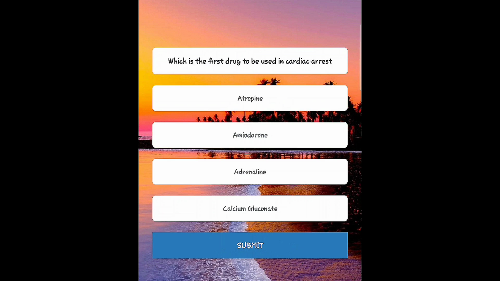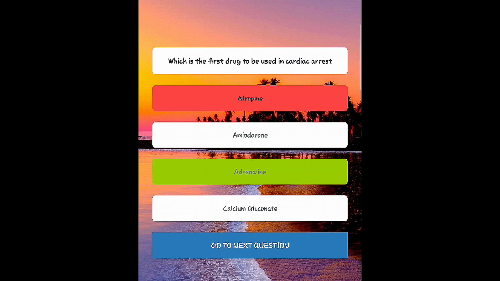Atropine or, I'm not too sure about this, so if you know it, leave it in the comment section, but I will just choose atropine this time. Adrenaline. Cardiac arrest. Okay, we don't use this in Nigeria, but adrenaline is to boost the function of the heart. Cardiac arrest is when the heart stops working, so that should be adrenaline. Let's go to the next question.